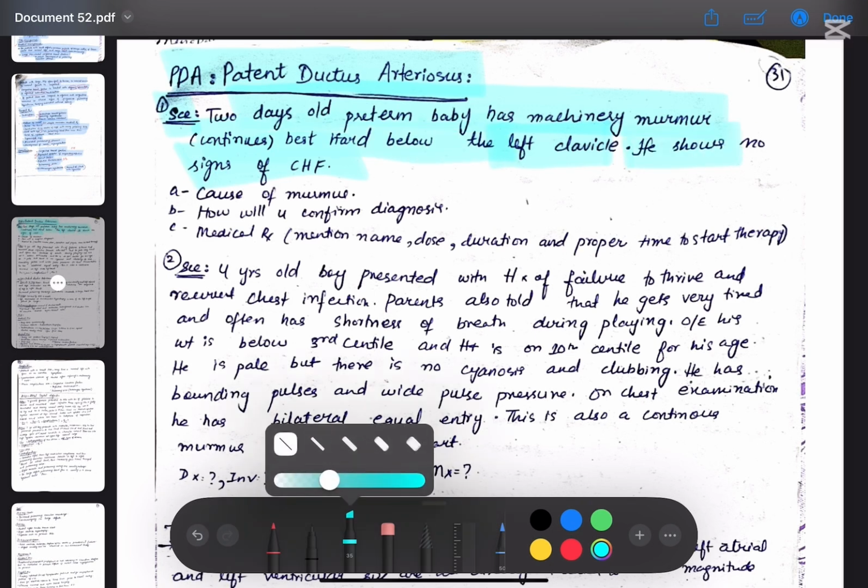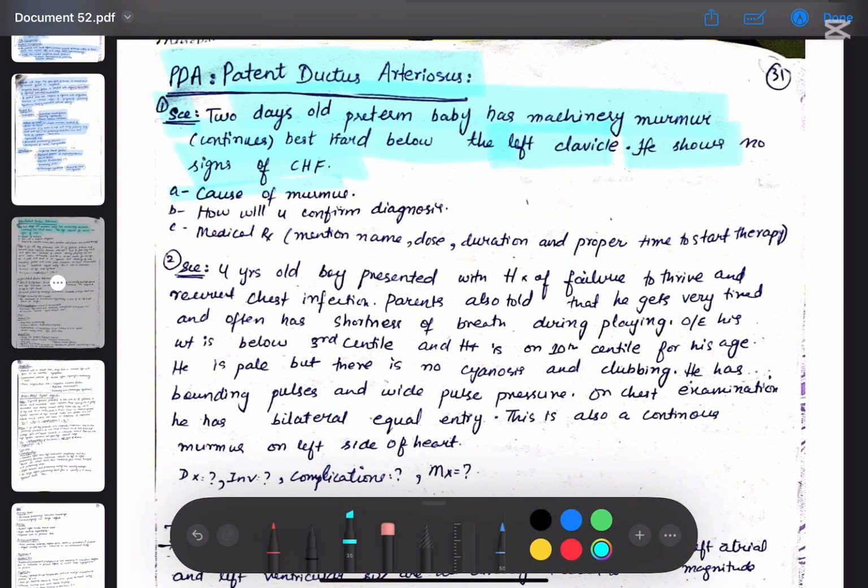So what are the causes of murmurs, how will you confirm the diagnosis, and what is the medical treatment? Mention the name, the dose, the duration, and the proper time to start therapy.